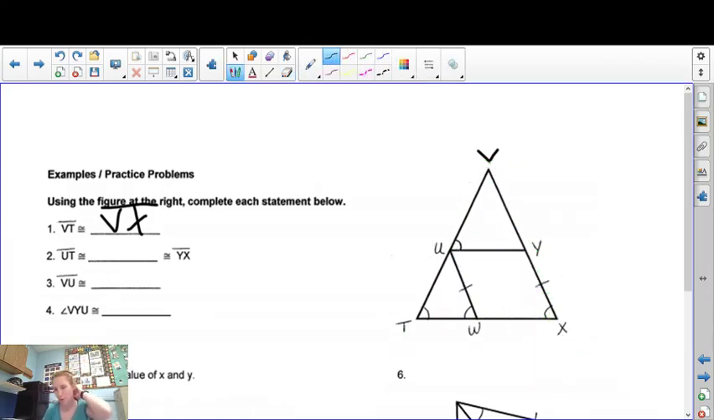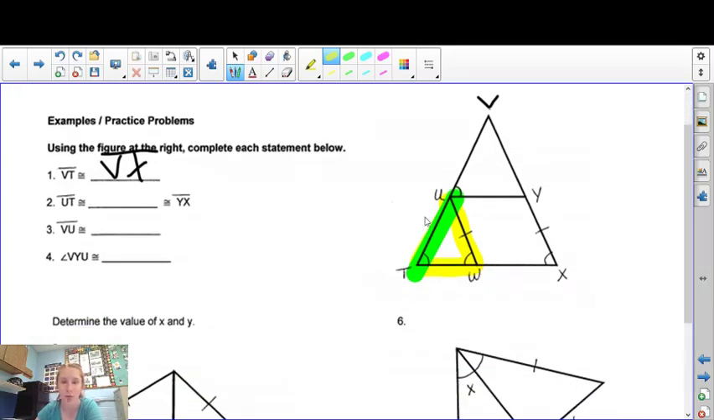Okay, next one. UT would have to be equal to what? Well, where's UT at? UT is here. Now, if you notice, I have a small little triangle over here, and angle T is equal to angle W. So he creates his own little isosceles triangle. So that means that UW must also be congruent.